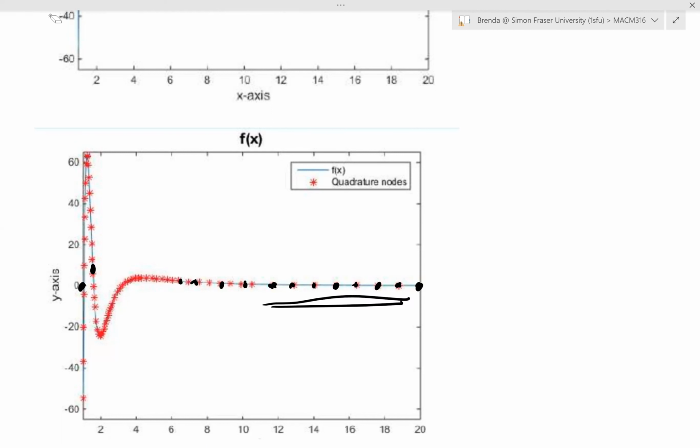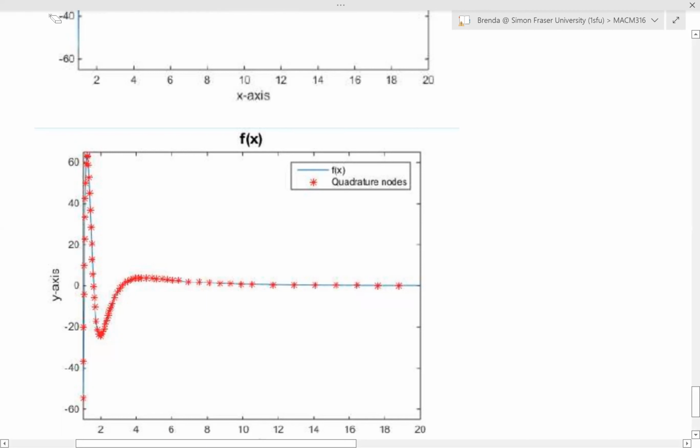And so the point is that you're using more nodes where the function is changing quickly, and it's all automatic. That's adaptive quadrature: it moves the nodes. Anybody got questions, comments about this one?